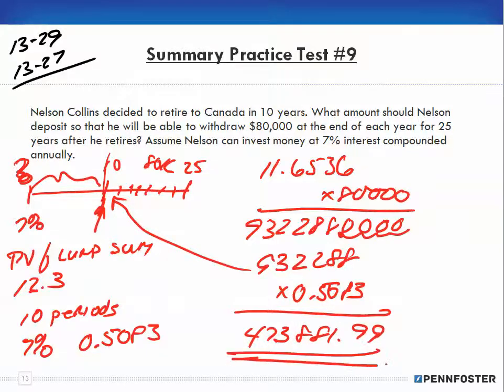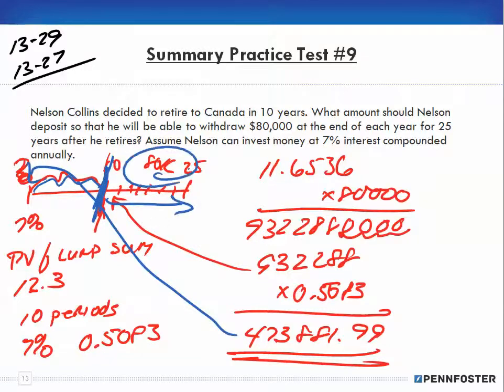That gives us an amount of $473,881.99, which is the amount that needs to be invested today as a lump sum at 7% for 10 years, so that at the end of 10 years, during the course of the next 25 years, he can withdraw $80,000 that's still earning at 7%.